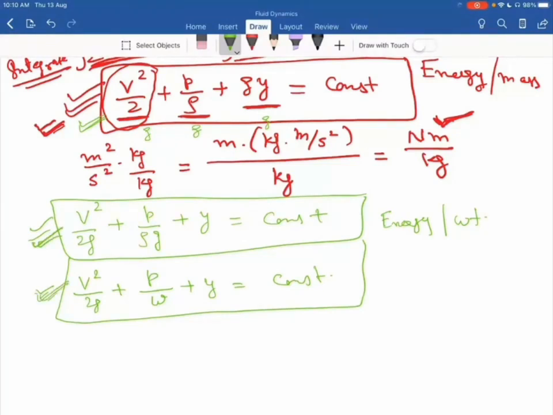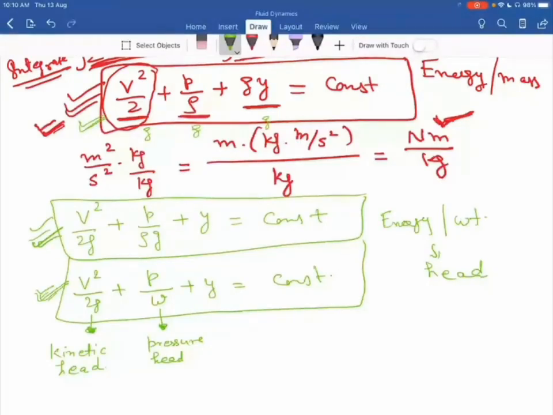Now, energy per unit weight, this term we also call head. So in this equation, the first term represents the kinetic energy per unit weight. That means this is kinetic head. The second term represents the pressure energy per unit weight. So we can also call it pressure head. Another name is static head.